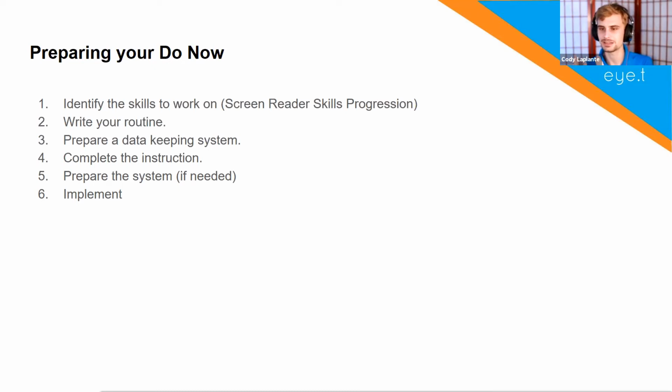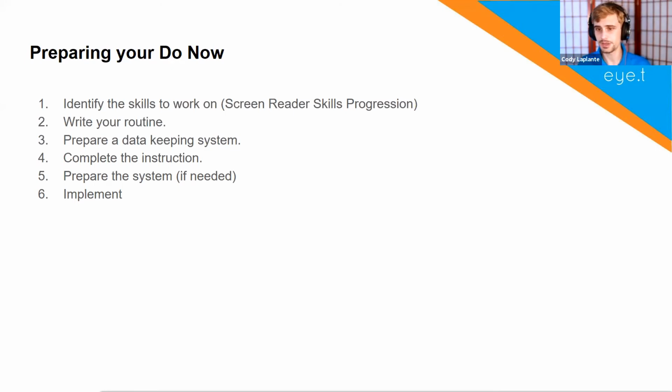You're doing 10 minutes, right? So if you have a data sheet and you can mark every time that you do the do now, they do a different skill, then you can see their progression. Super simple, very easy to incorporate, not a big thing that you need to incorporate into your lesson. So prepare a data keeping system, complete the instruction.